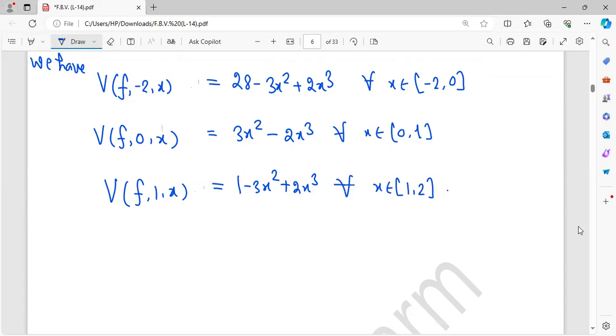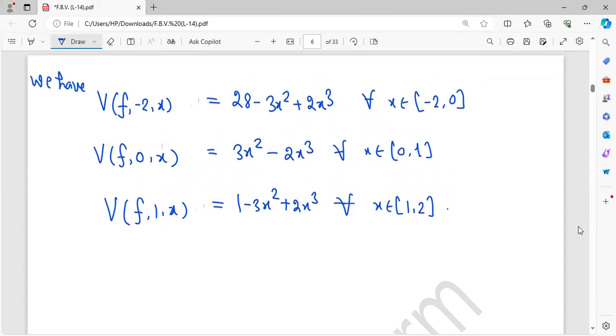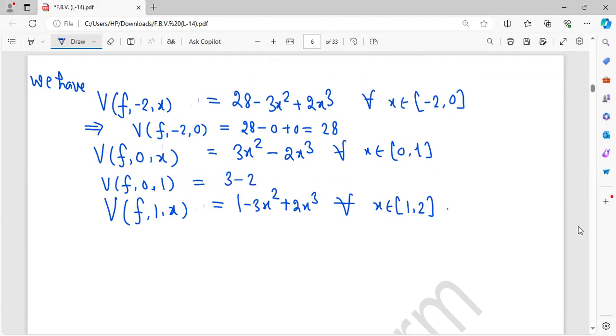Now, what is BF minus 2 to 0? Can anyone tell me? This is 28, because I am taking 0 here: 28 minus 0 plus 0, that is 28. What is BF 0 to 1? Put the value of 1 here, minus 2. Okay, that is 1.